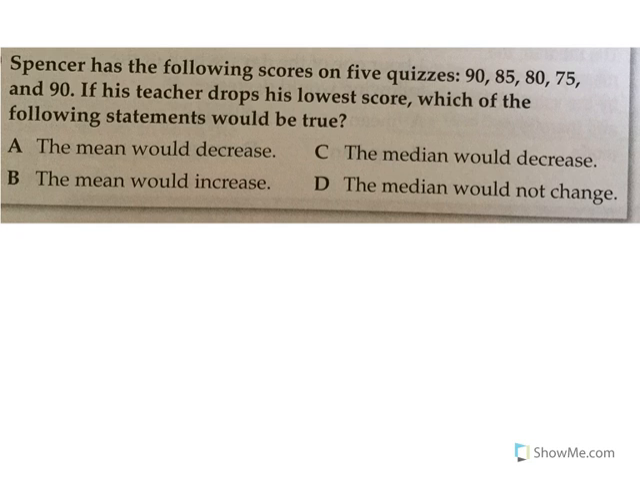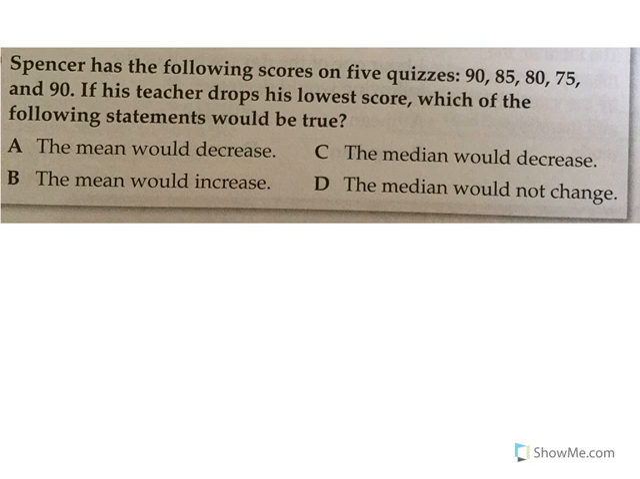It says Spencer has the following scores on 5 quizzes: 90, 85, 80, 75, and 90. If his teacher drops his lowest score, which of the following statements would be true? Okay. So first we have to understand that you need to find which statement would be true if the lowest score, 75, is dropped.